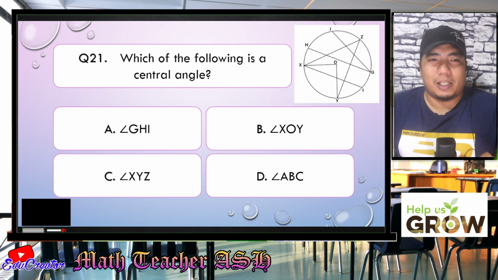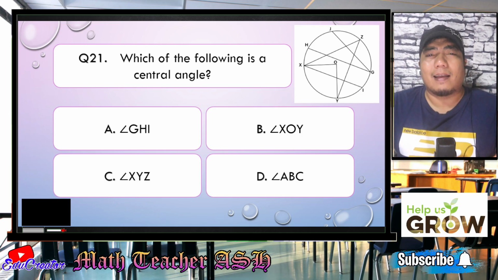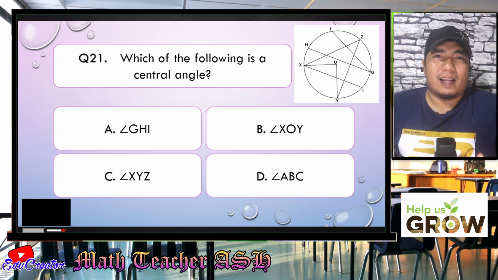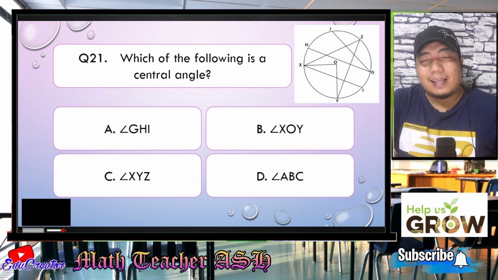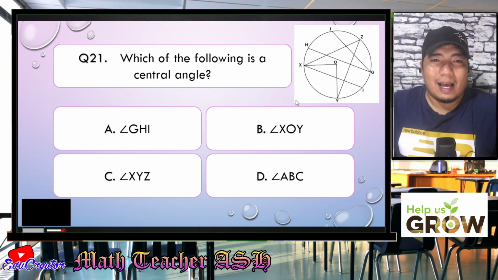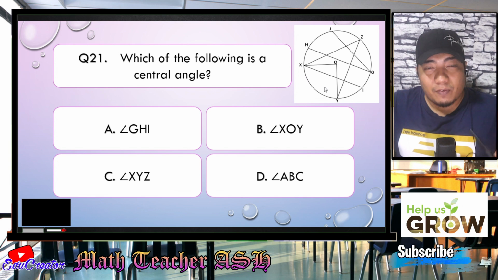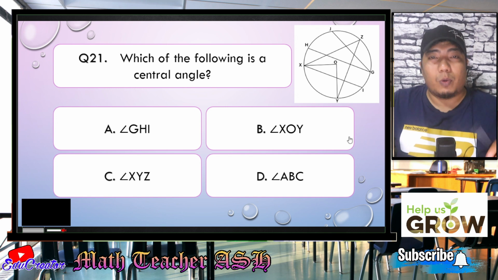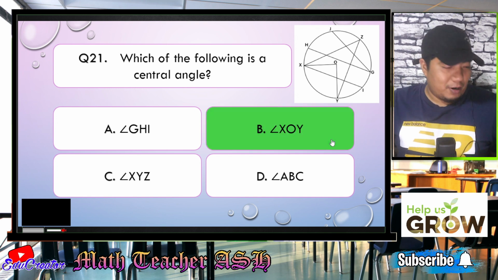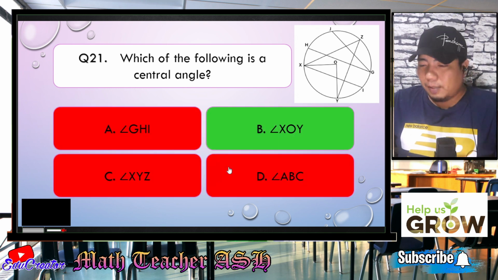Alright, math learners, in identifying what is a central angle, let's know first, what is a central angle? A central angle is an angle located in the circle in which its vertex is the center of the circle. So what angle can we see in which its vertex is in the center? So this is the one, right? So we have XOY. Alright, we already answered the question. That is letter B. Easy, right? Very easy, my dear math learners.